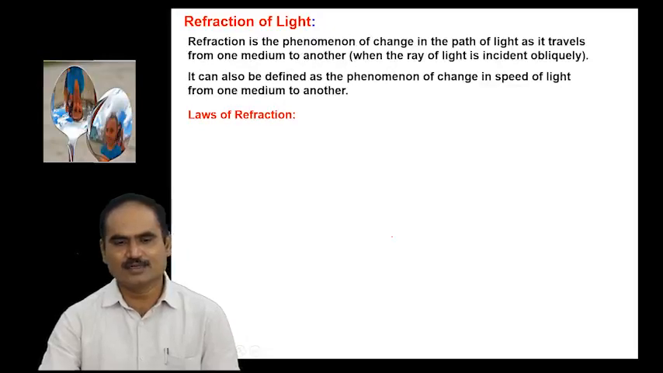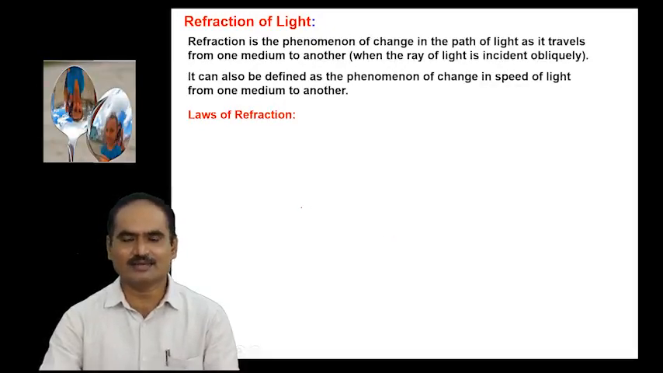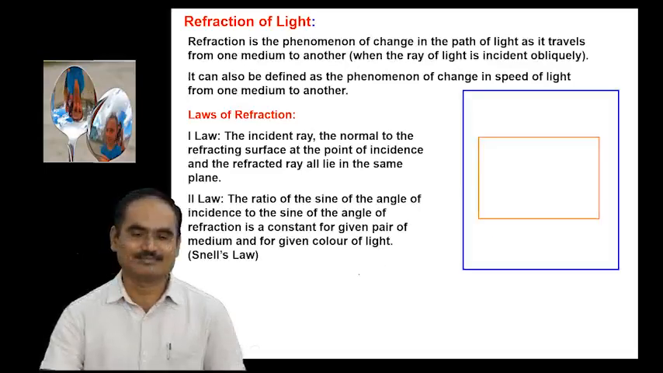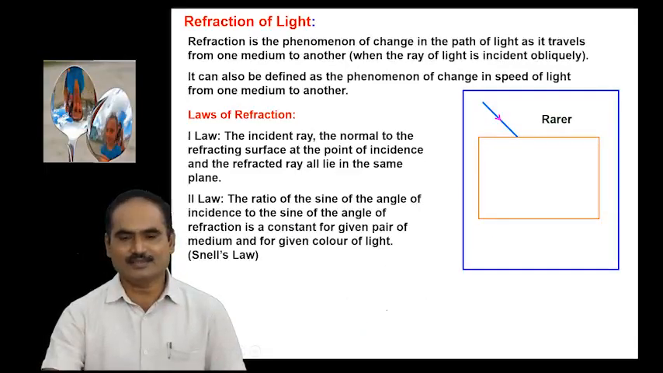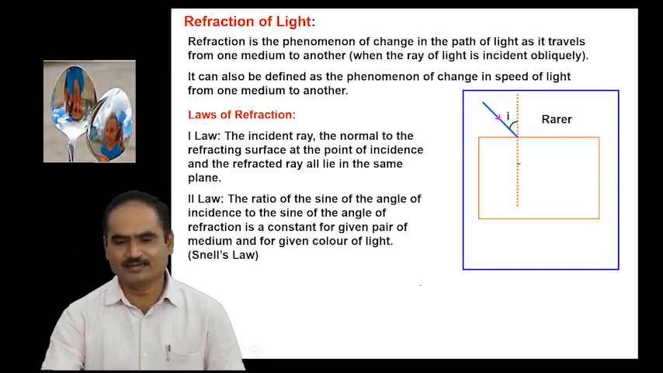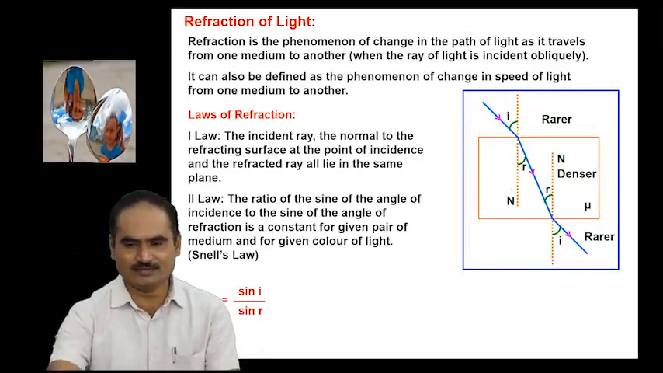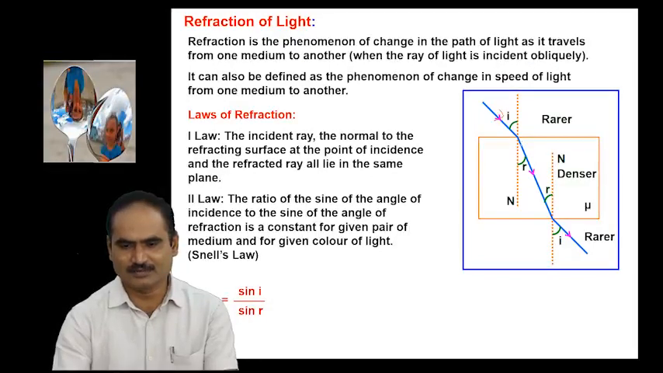After this, there are the laws of refraction. As in the laws of reflection, here also there are two laws of refraction. The first law is the same as in reflection. That is, when a light ray is incident on the interface of two media and undergoes refraction, the incident ray, the refracted ray, and the normal drawn are in the same plane. Here you can see: this is the incident ray, this is the refracted ray, and the normal. All are in the same plane.